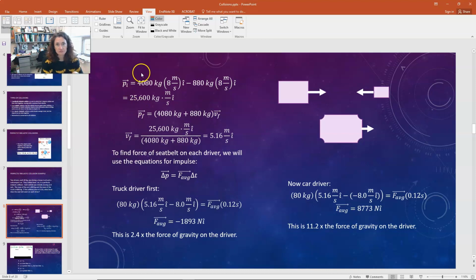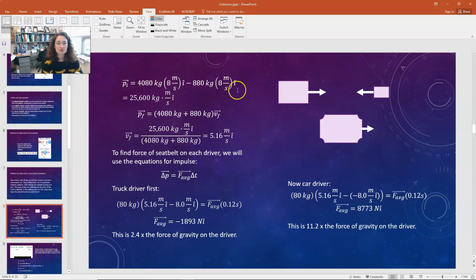So my p initial, the initial momentum of the system, is going to be the mass of the dump truck and the dump truck driver, which sums to 4,080 kilograms, times the velocity, which is 8 meters per second in the i hat. So I'm choosing the x direction as my line of motion. And then the momentum for the subcompact car: the mass of the car and the driver is 880 kilograms, and the velocity is minus 8 meters per second in the i hat. In other words, it's going in the negative x direction.